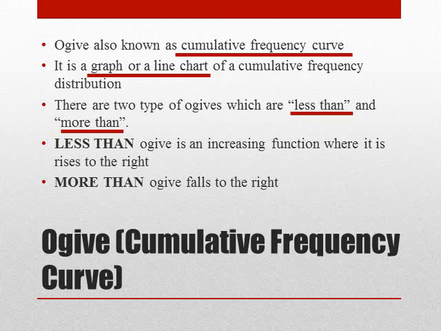Less than ogive is an increasing function where it rises to the right like this. This is the normal view of less than ogive. It rises to the right. For more than ogive, it falls to the right, like this. It is opposite to less than ogive. So this is the only thing that you should know first in the introduction of ogive.